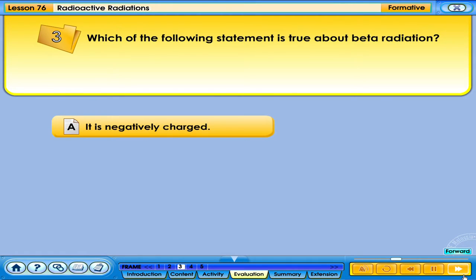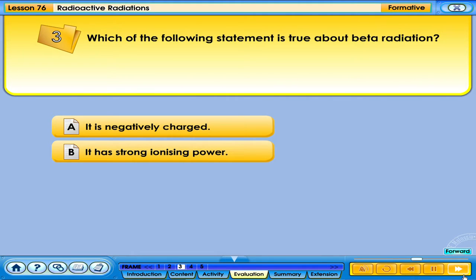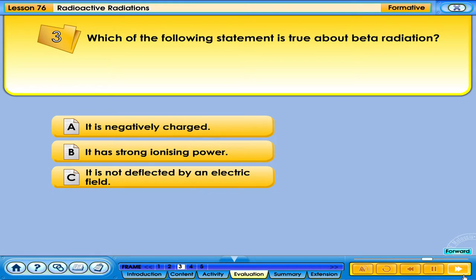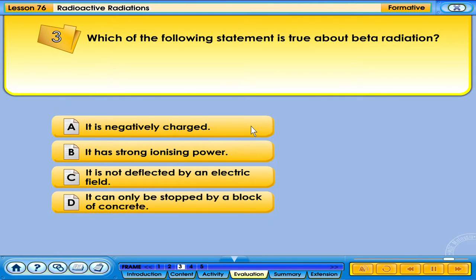Which of the following statements is true about beta radiation? A. It is negatively charged. B. It has strong ionizing power. C. It is not deflected by an electric field. D. It can only be stopped by a block of concrete.